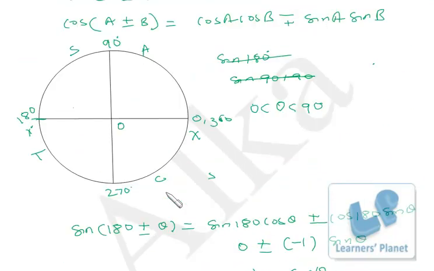So that's pretty simple. 180 minus theta, you are talking about the second quadrant. 180 plus theta, you are talking about the third quadrant, right? Similarly, we can calculate the values in the fourth quadrant also, right? Here it is 270 degree plus minus theta. Okay, so let's do that.